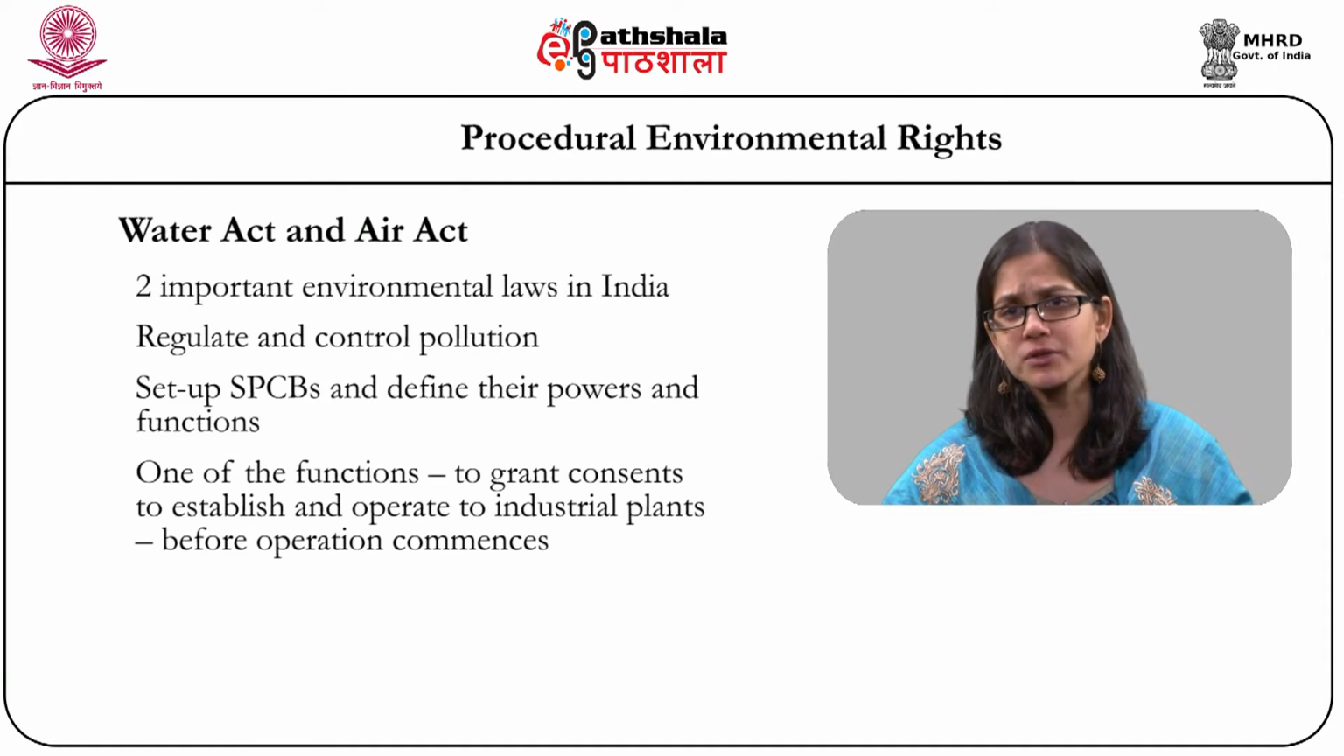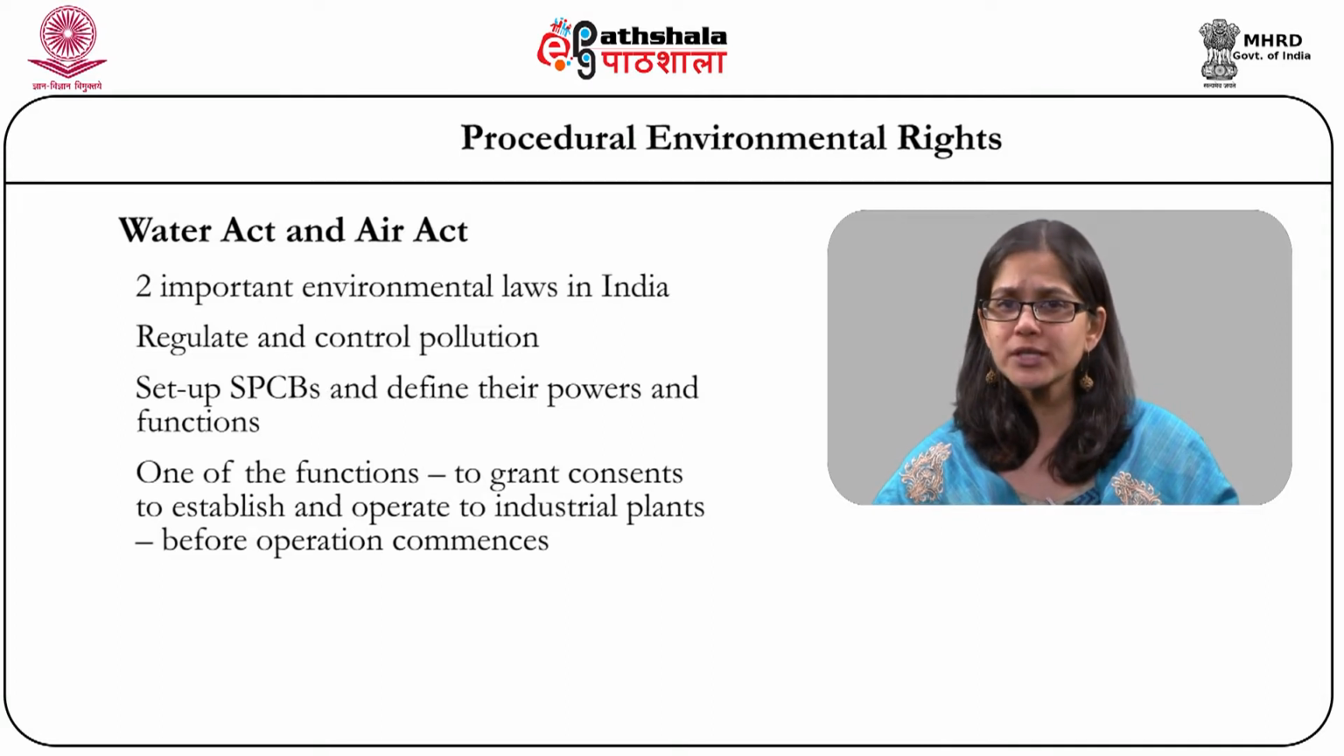One of the main functions of the State Pollution Control Board under these two acts is the function to grant consents to industrial plants to establish and to operate under various provisions. So, for example, under the Water Act, unless an industrial plant has obtained a consent from the State Pollution Control Board, it is not permitted to discharge any effluents in the water stream. So, first an industrial plant has to obtain a consent from the State Pollution Control Board, and this consent would include certain standards of discharge within it, and failure to maintain these standards could mean that the operation, or the industrial plant, could be shut down.